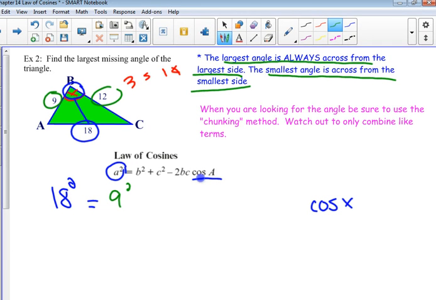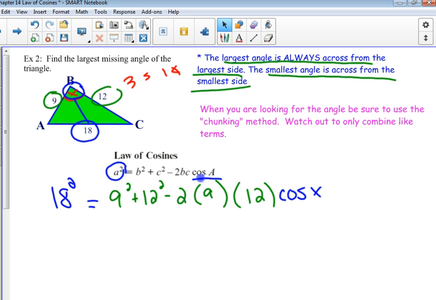So 9 squared plus 12 squared minus 2 times 9 times 12. Whatever, we'll code that. This is part of your formula. Everything else is just plugging in for the B and C. But they're not the B and C from your triangle though. Don't get confused with that. You're not looking at what the letters are up here. You want to pay more attention to the position.